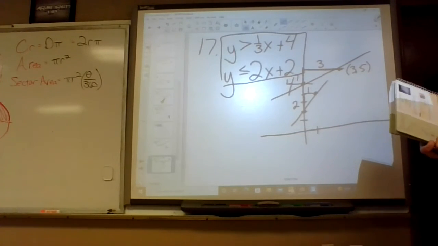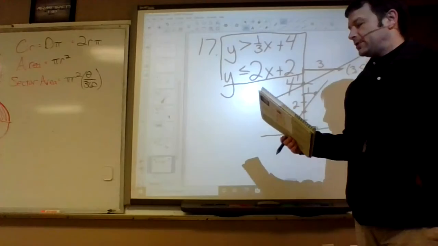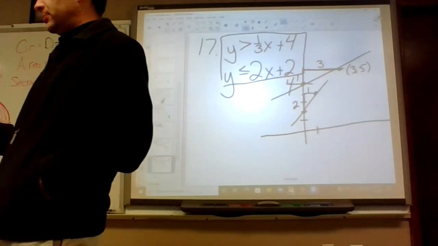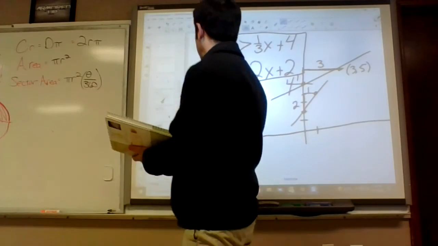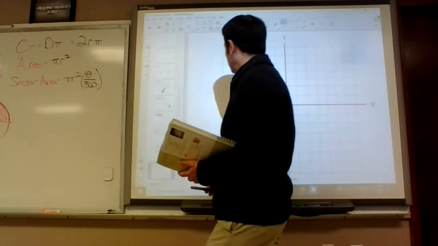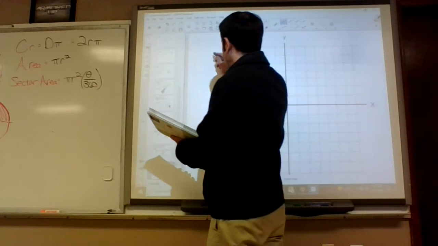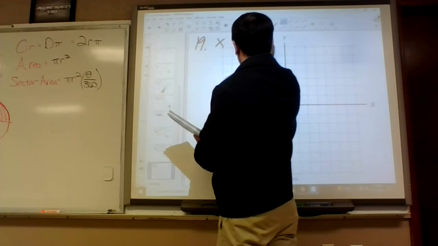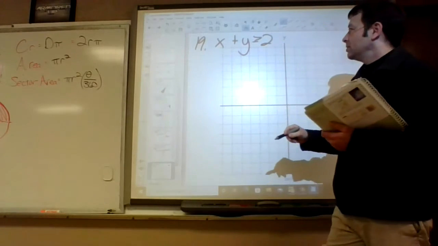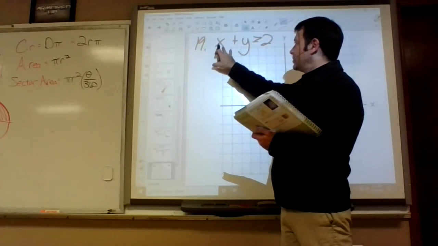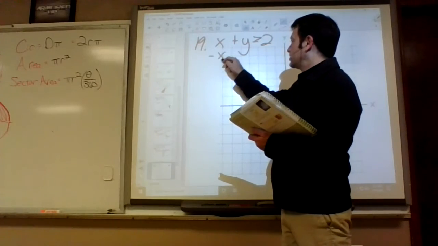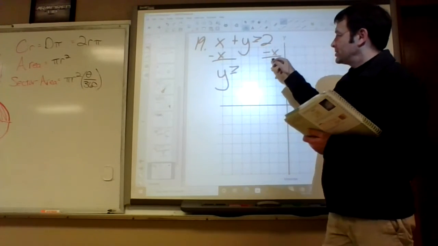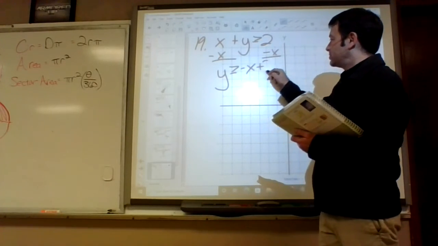Okay, last of the odds, number 19. How is 19 different from like number 9? Oh, it's in standard form instead of slope-intercept form. So what do we need to do about that? Get y by itself. So how do I get rid of the x? Minus the x. So remember, we didn't write 2 minus x, we actually wrote negative x plus 2.